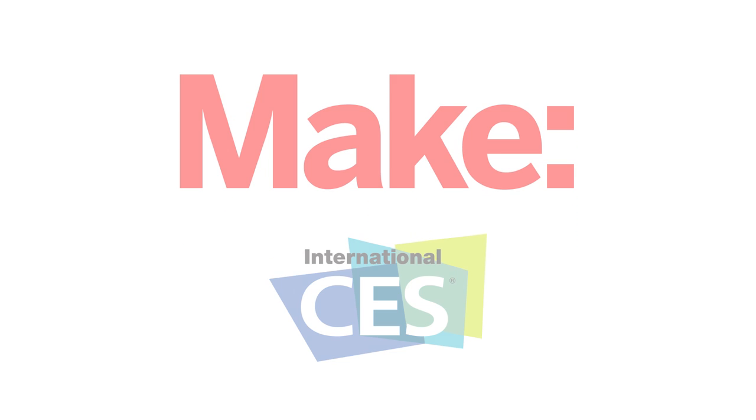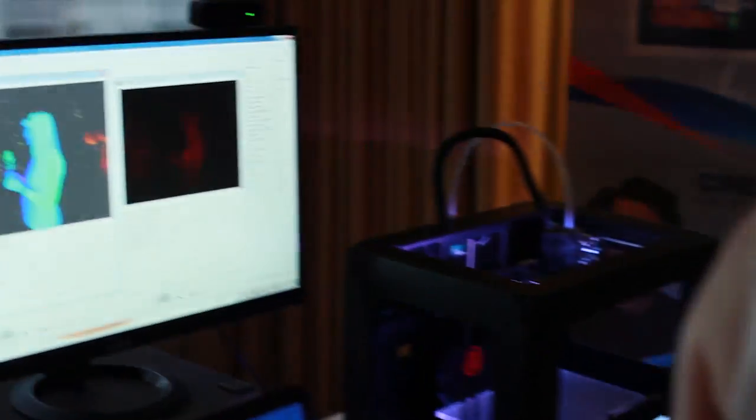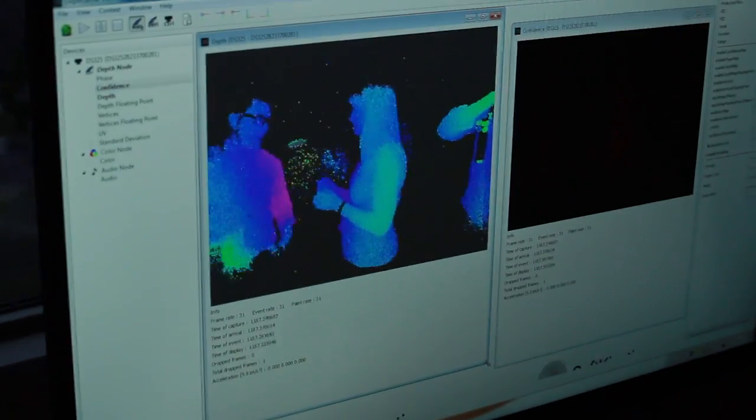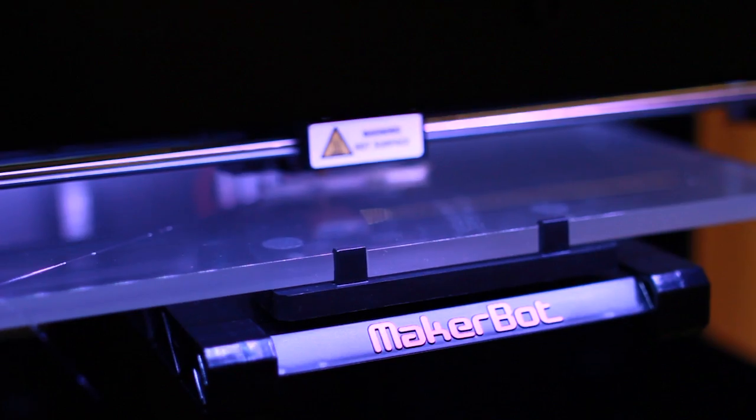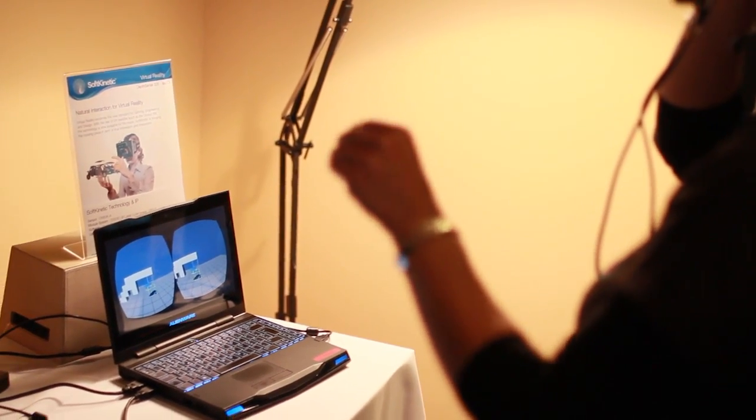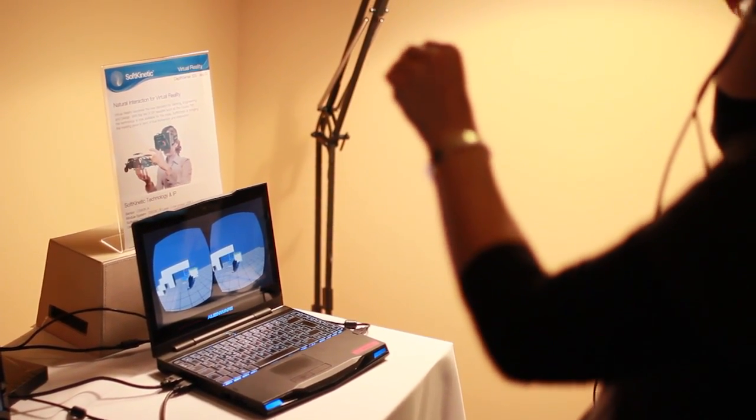We're here at CES 2014 talking with Eric Grislow of SoftKinetic about 3D scanning. SoftKinetic develops a whole host of 3D scanning applications, and they've recently announced a partnership with MakerBot to create some 3D scanning desktop applications. And Eric's going to tell us a little bit about what SoftKinetic does and what they've been working on so far.